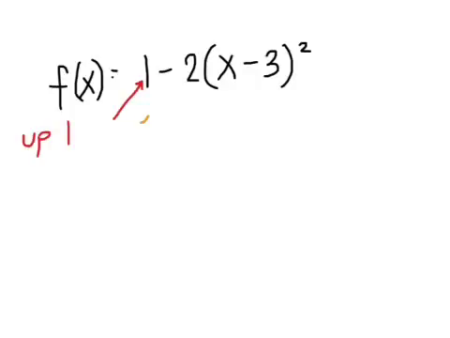The next piece that's important that a lot of people forget about is the negative sign. It's outside. So that is a reflect over, not of, over the x-axis.